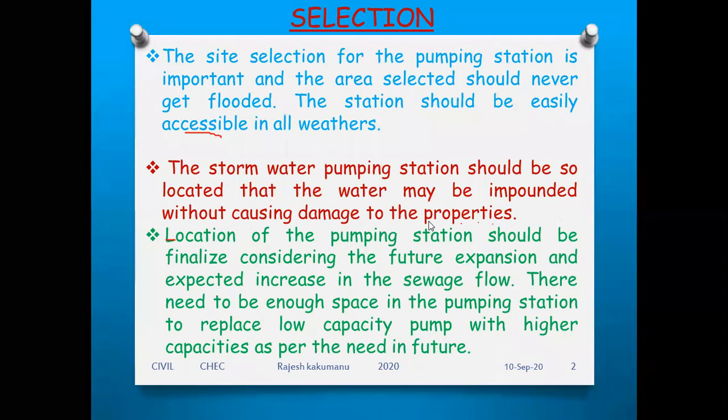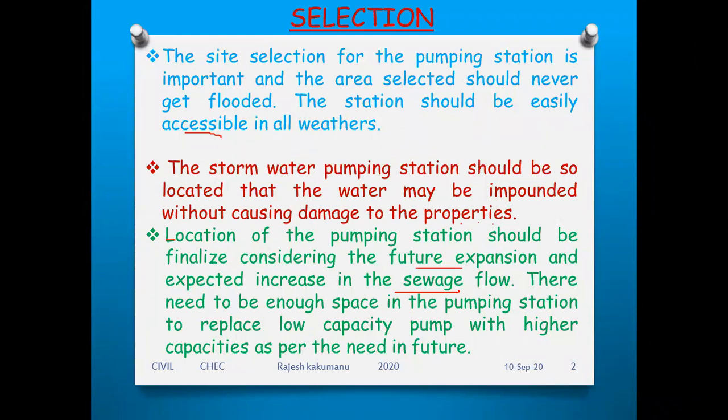You have to take those things into consideration, along with the increase in the sewage flow. Next, there needs to be enough space in the pumping station to replace a low capacity pump with a high capacity pump as per the need in the future. So whenever you are choosing a particular place for a pumping system in an outside area, you have to see the space, the area that you have for the pumping station.